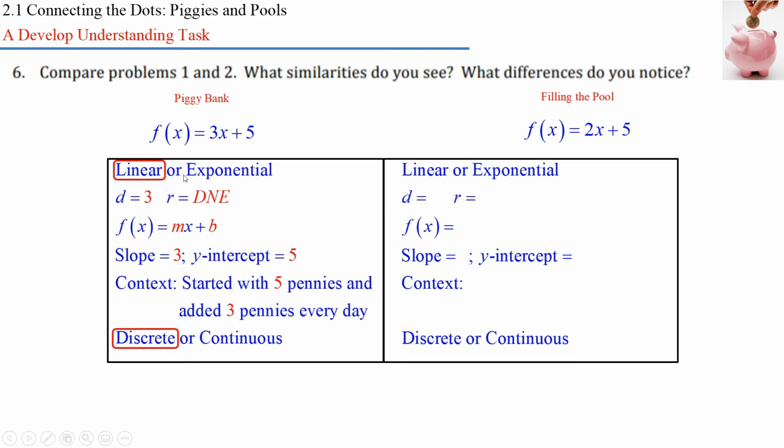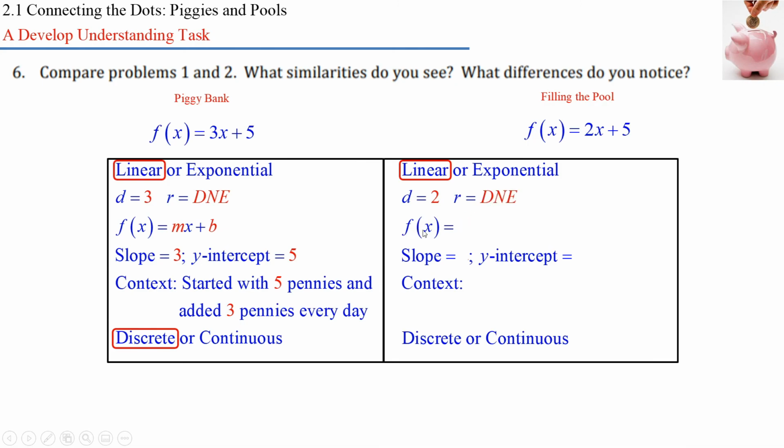So we already have the chart filled out for the piggy bank. Let's jump to filling the pool and fill this up. Now this is f of x equals 2x plus 5 again. And isn't that mx plus b? That's slope-intercept. This is linear. And a linear function has a slope, which is the same thing as a common difference for the sequence. So the common difference is 2, meaning there is no common ratio.